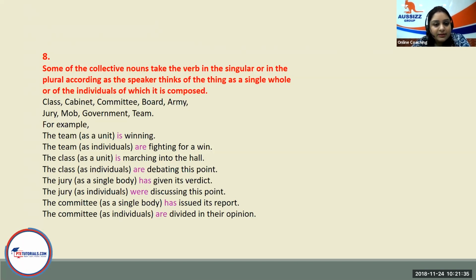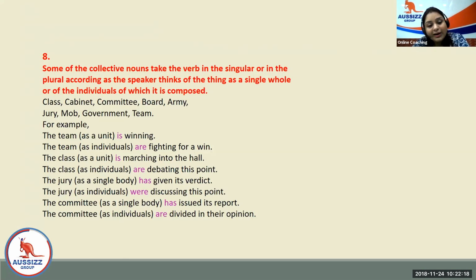Next example: the class as a unit is marching into the hall. The class as a unit means as a group. The class dash debating this point: are debating, because as individuals they are debating. So, the class are debating, the class is marching. Are you getting it? Just understand the crux of what I want to say. The jury has given its verdict, because the jury as a unit, as a group, has given its verdict. The jury dash discussing this point: as individuals they are discussing, therefore, were. The committee has issued its report. As a unit, the committee are divided in their opinion.